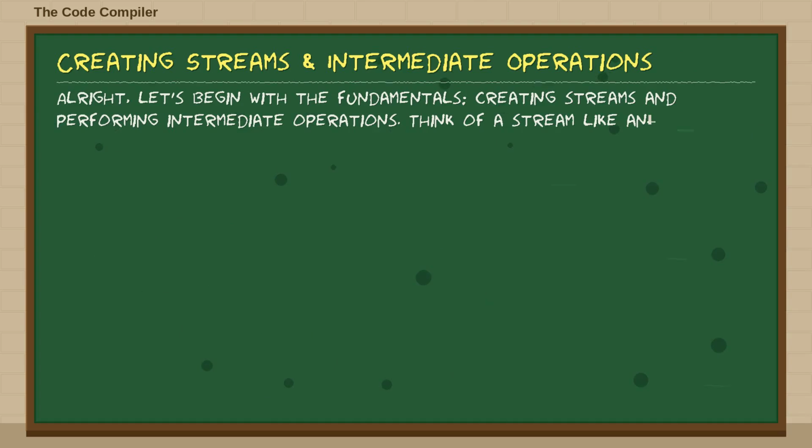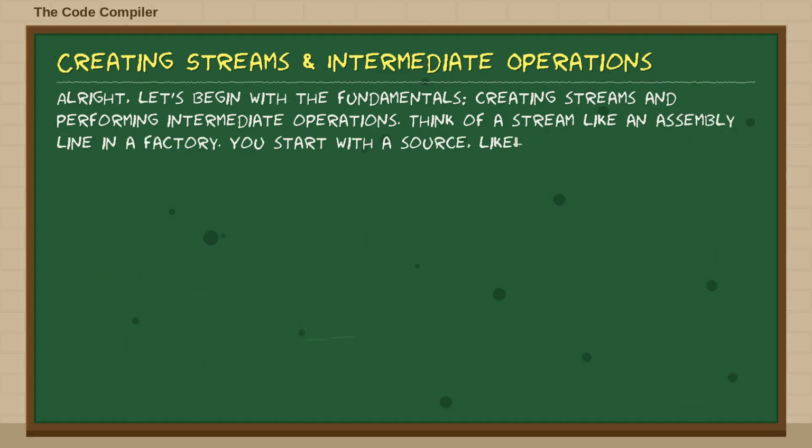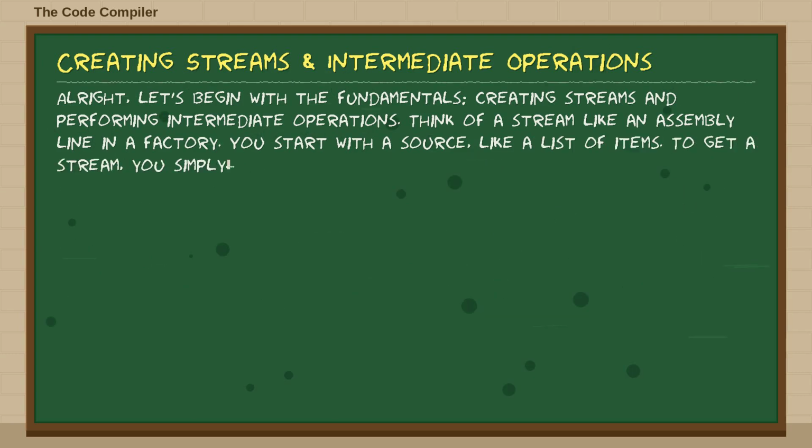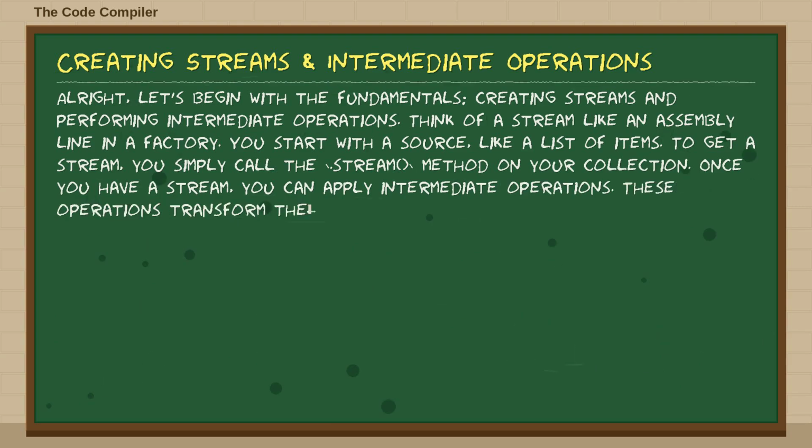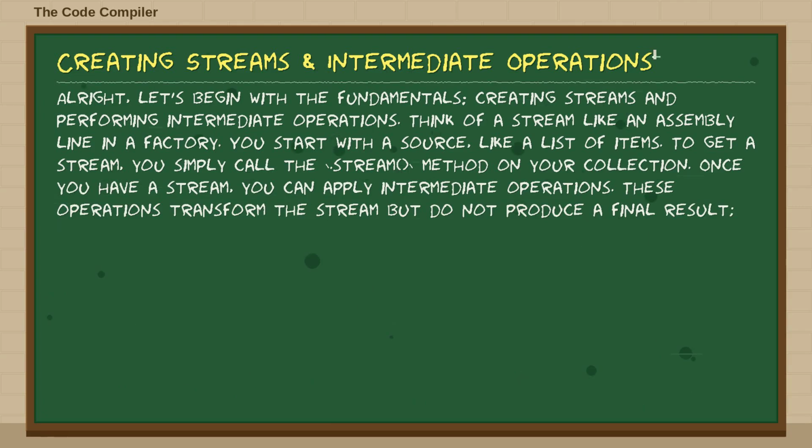Think of a stream like an assembly line in a factory. You start with a source, like a list of items. To get a stream, you simply call the .stream method on your collection. Once you have a stream, you can apply intermediate operations. These operations transform the stream but do not produce a final result.